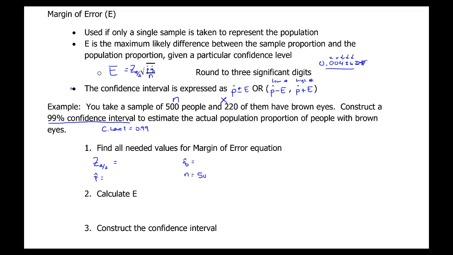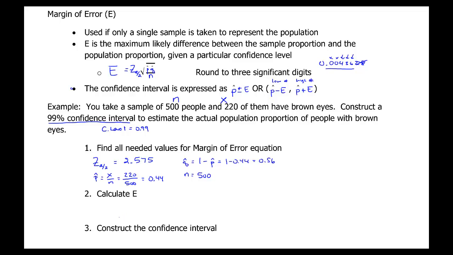The n is given to us in the problem, 500. P hat equals x over n. We have 220 people with brown eyes out of 500, which would give you 0.44. Q hat is 1 minus p hat, or 0.56. And then the z for alpha over 2 for a confidence level of 99%, if we were to look that up in the table I just had up, you'd get 2.575. So those are all the numbers we need.